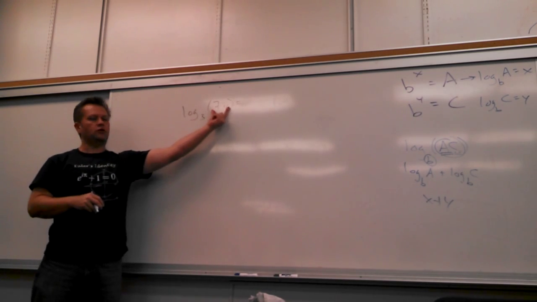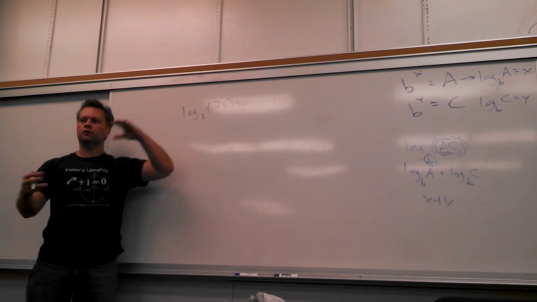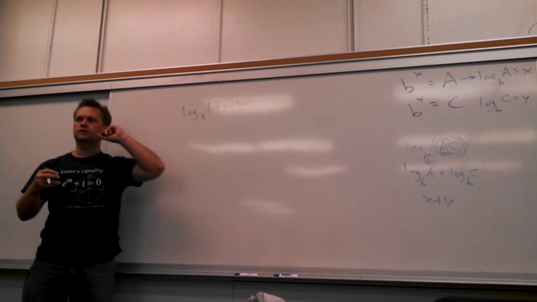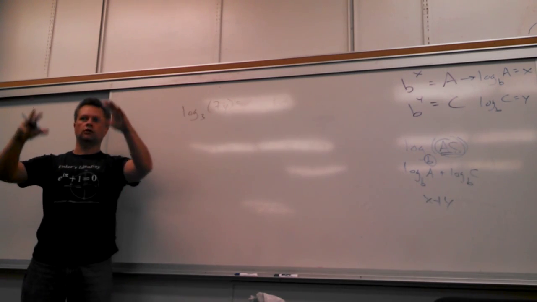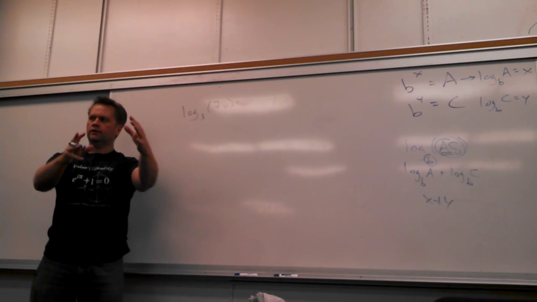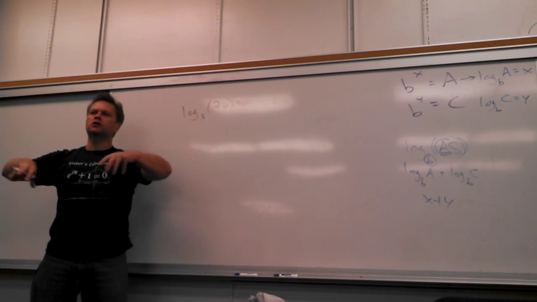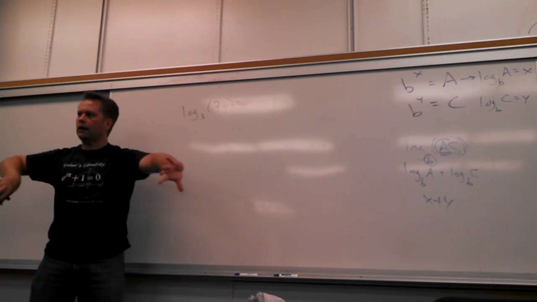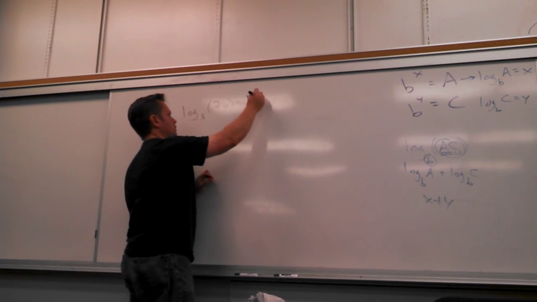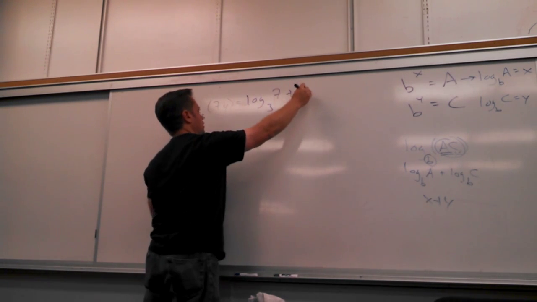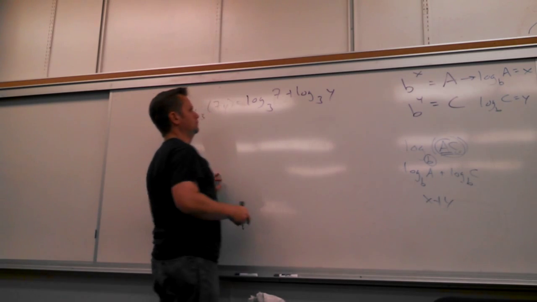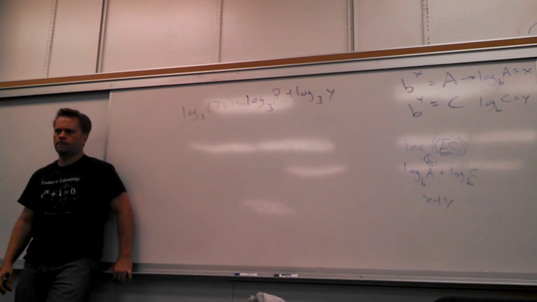What's on the inside? It's a product of things, right? What do I do with the powers when I'm multiplying things like bases? Yeah, so I can rewrite the log of a product as the sum of the logs, because when I have a product, I add the powers. So this is the same thing as log base 3 of 7 plus log base 3 of y. Those are the same thing.